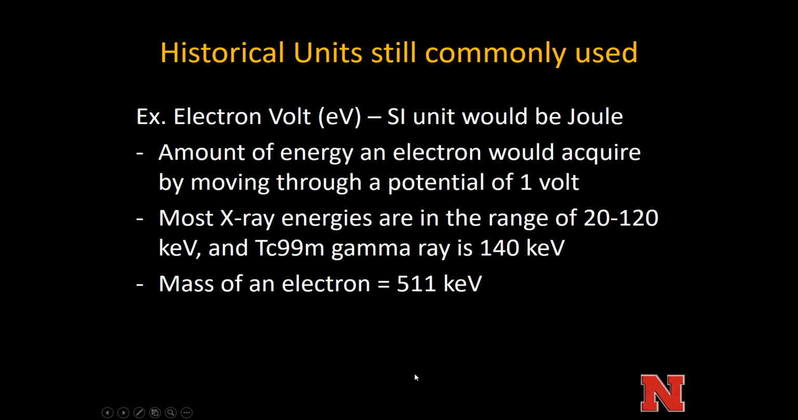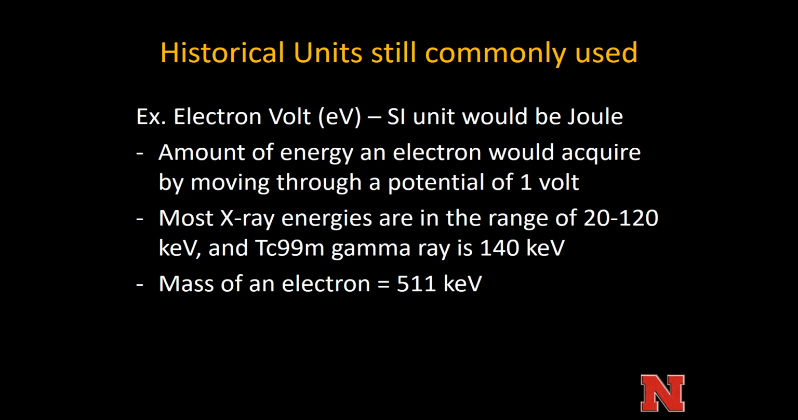Historical units are still commonly used. So like the electron volt, the SI unit would be the joule. But most of the time when we talk about like a CT settings, we'll talk about keV or kiloelectron volts. An electron volt is just the energy an electron would acquire by moving through a potential of 1 volt. Most X-ray energies are in the range of 20 to 120 keV, and Tc-99m gamma rays are about 140 keV. So in terms of what we image, it's usually 20 to 140-ish on average.